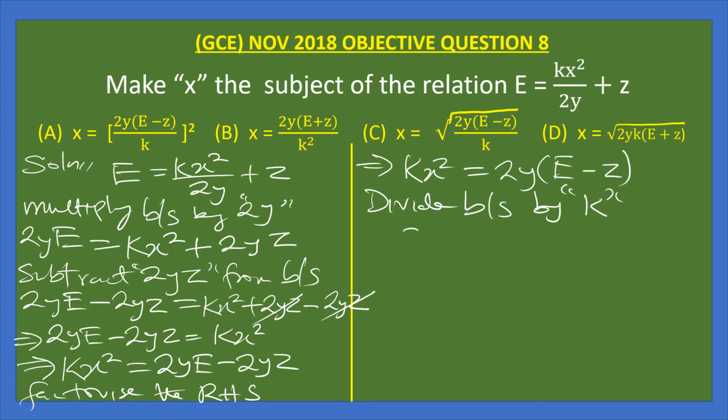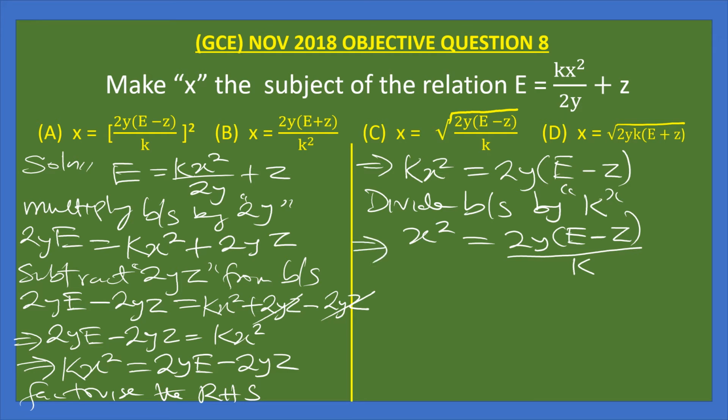Now this gives us x squared as equal to what? 2y into e minus z, all divided by K. Now from here, if you divide here by k, what will happen? These 2k will cancel out, and the 1 under this one will still remain. That's why we have this expression. But we are still having x squared, but we want x to stand alone.